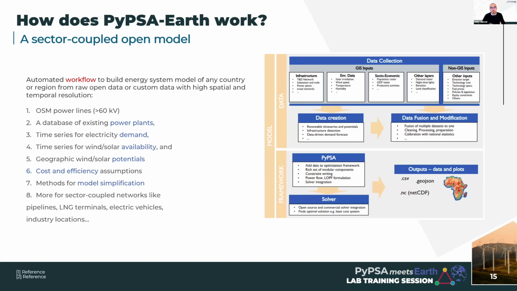Because understanding this is basic to understanding how the model works and how I can adjust things, and to understand the interactions. When we say automated workflow, it means we just give one command and then everything is done at once, from collecting data to downloading them to filtering them. As we can see here, data fusion, modification, and then setting up the PyPSA network, and then adding all the sector coupled components and then solving it.